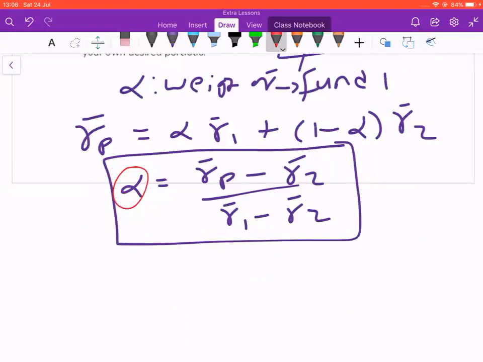When you know how much weight you should invest in fund 1 and fund 2, you will be able to allocate how much you should invest in each asset.